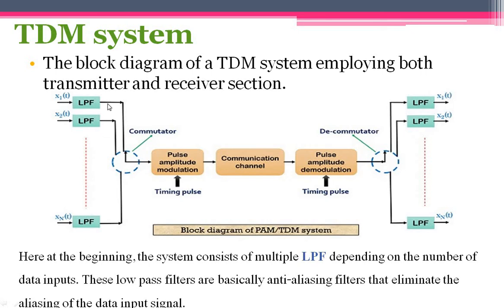The system consists of multiple low pass filters at the beginning, depending upon the number of data inputs. Suppose I have 10 data inputs, then I will be using 10 low pass filters here. That is completely dependent upon your number of data inputs. These low pass filters are basically anti-aliasing filters, which eliminate the aliasing effect of your data input signal. Do you remember what the aliasing effect was?